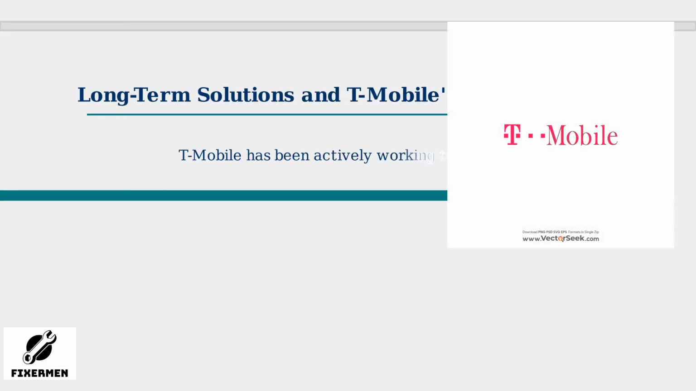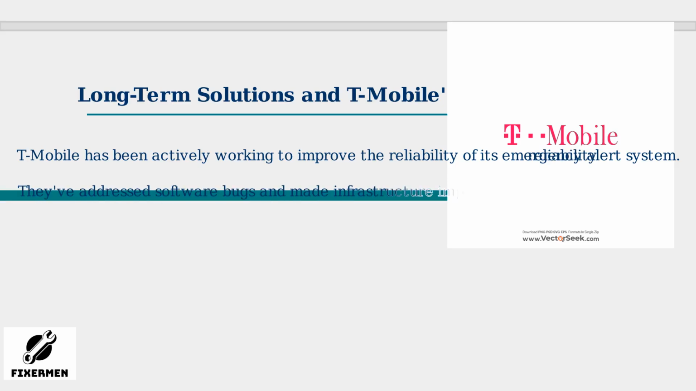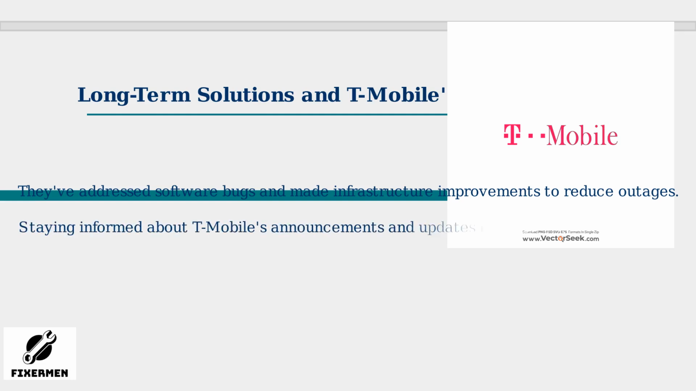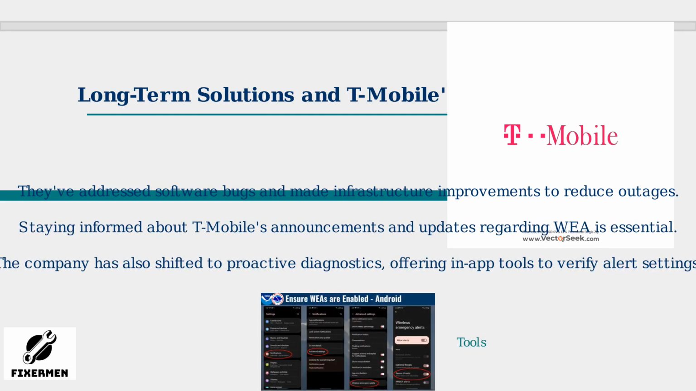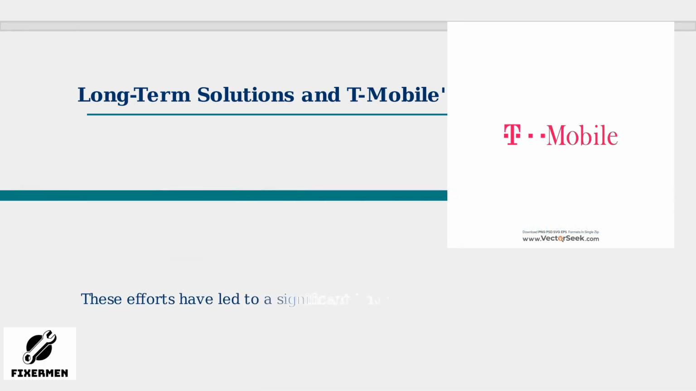T-Mobile has been actively working to improve the reliability of its emergency alert system. They've addressed software bugs and made infrastructure improvements to reduce outages. Staying informed about T-Mobile's announcements and updates regarding WEA is essential. The company has also shifted to proactive diagnostics, offering in-app tools to verify alert settings. These efforts have led to a significant improvement in alert delivery rates.